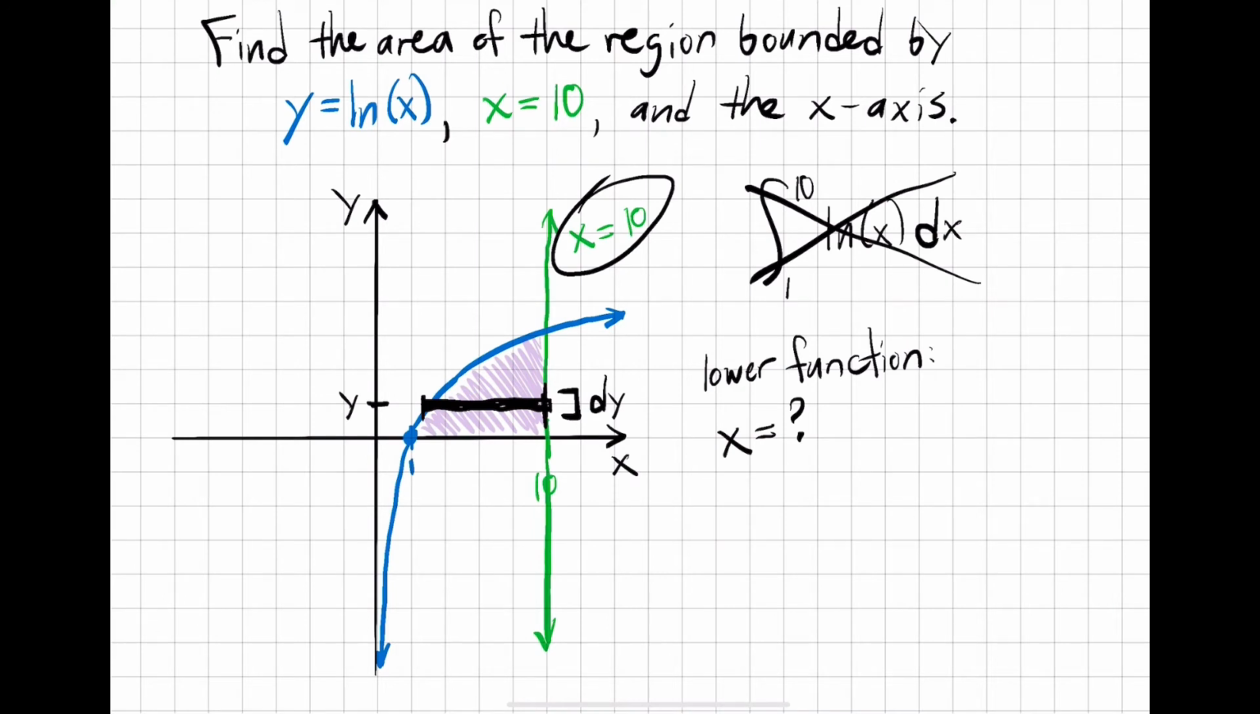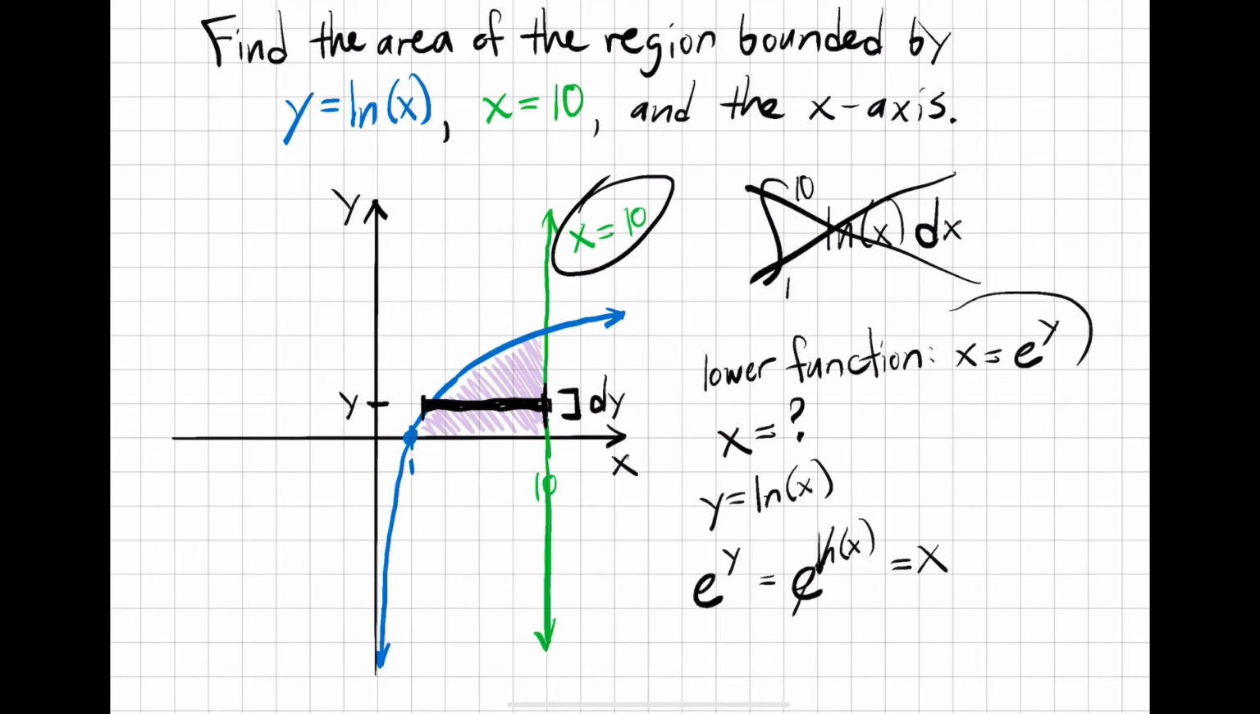For our lower function, we need to write x as a function of y. Right now, we know that y equals the natural log of x. So we just need to solve for x. And actually, that's very easy to do. We already recognized that the natural log function is the inverse of the e to the x function. Let's raise e to the power of both sides. e to the y equals e to the natural log of x. But of course, e to the natural log of x is just x. So our lower function is actually x equals e to the y.